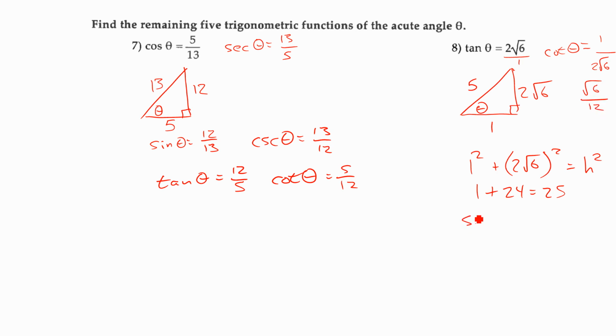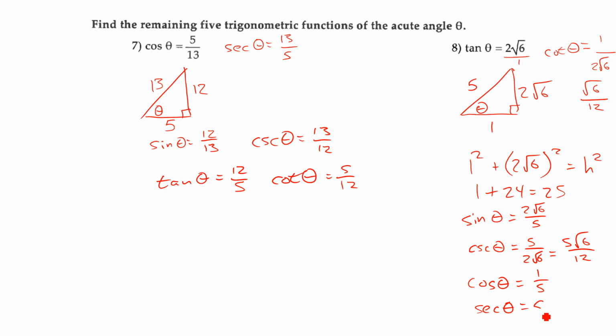And then the sine of theta is going to equal 2 root 6 over 5. If we flip that over for cosecant, we're going to have 5 over 2 root 6, which is equal to 5 root 6 over 12. And then we have, what are we missing here? The cosine is going to be 1 over 5. So that makes the secant 5 over 1, or just 5.